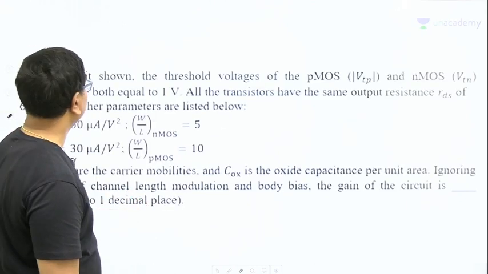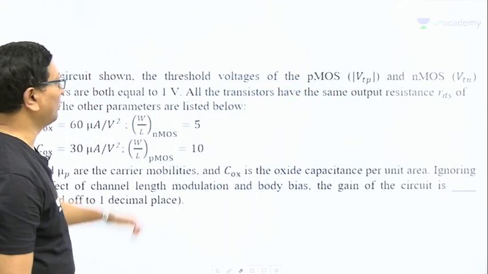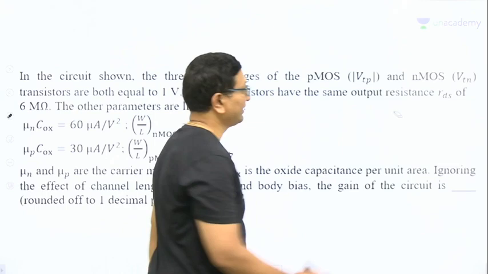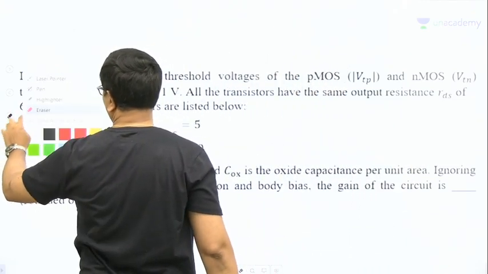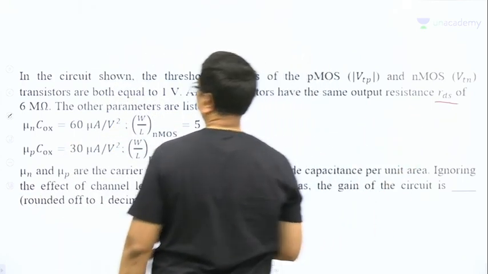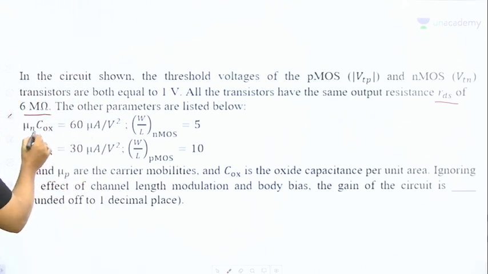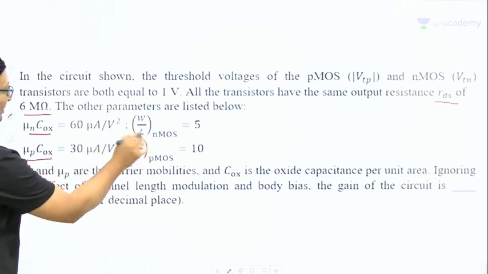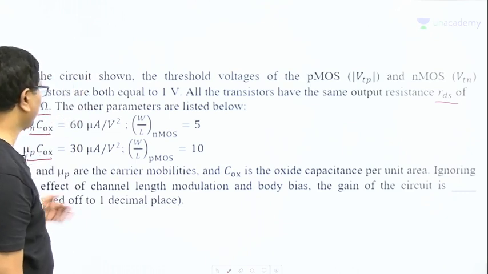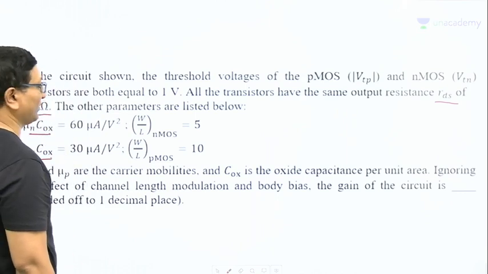In the circuit shown, the threshold voltages of PMOS and NMOS transistors are equal to 1 volt, and all transistors have the same output resistance RDS equal to 6 mega ohm, and their process transconductances are given, mu n C0x and mu p C0x. Aspect ratios are also given. Some specifications are given. Next, they are asking us to find the gain. How to find the gain of this circuit?